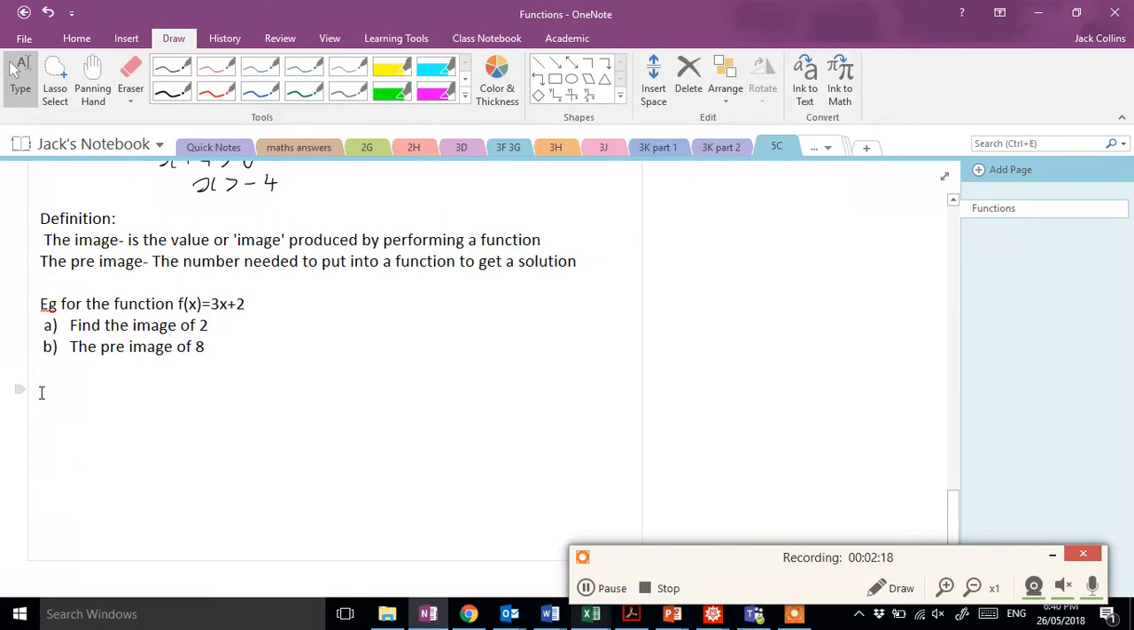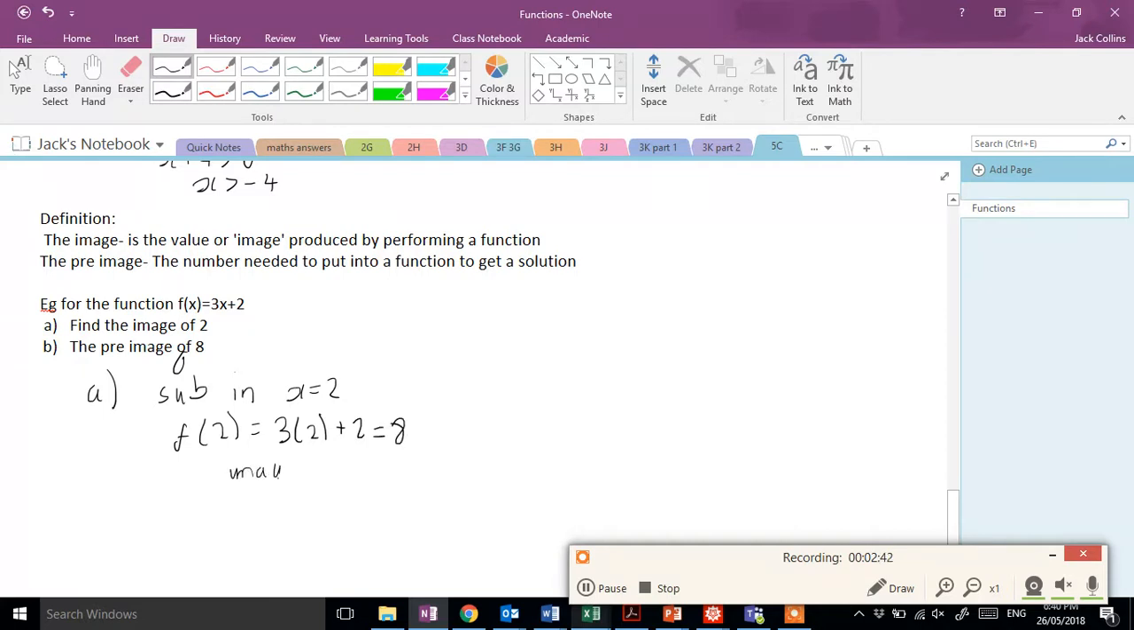So with A, find the image of 2 would just be sub in x equals 2. So the image produced when x is equal to 2. So f of 2 is equal to 3 times 2 plus 2, which is equal to 8. So the image of 2 is 8. Think of 8 as what you've produced from putting 2 into your function. So the image that you produced from that function.